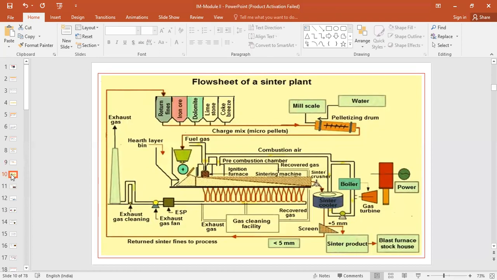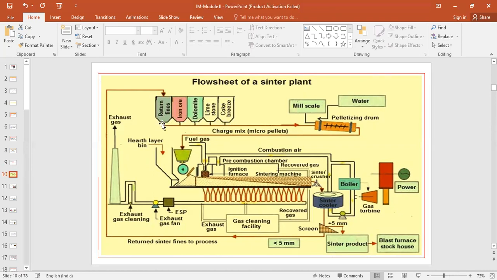This is the flow chart of the sinter plant, where whatever raw materials we discussed till now are collected in separate bins. We have return fines, iron ore bin, dolo, limestone, and coke breeze. All these raw materials are collected in the silos, and in the required proportion they will be weighed and transported through a common conveyor belt which passes below these bins.